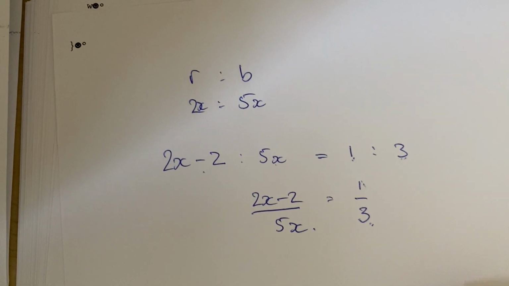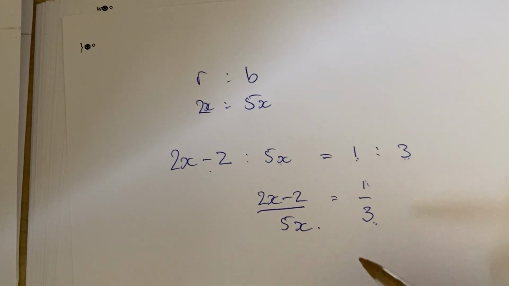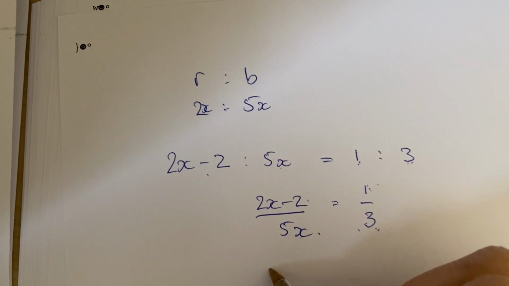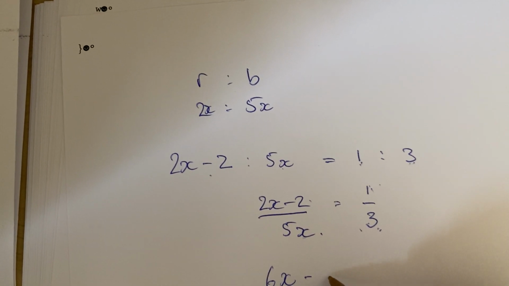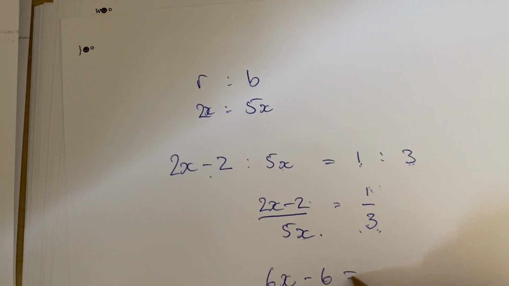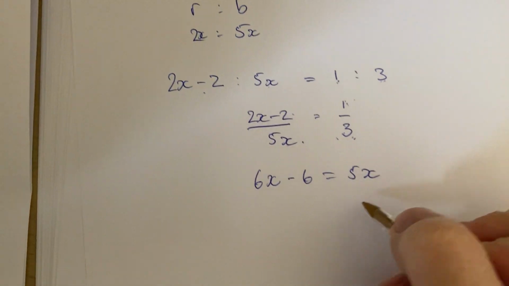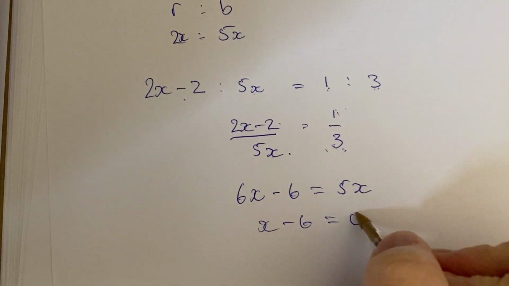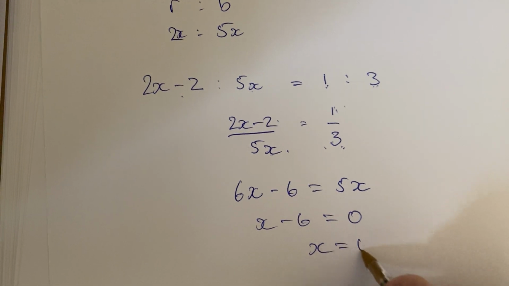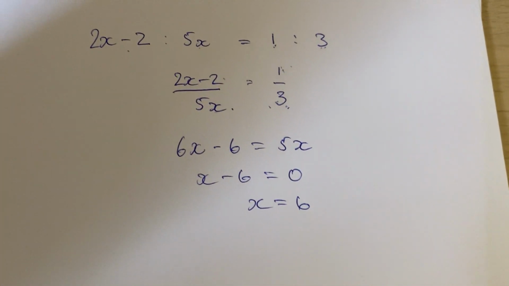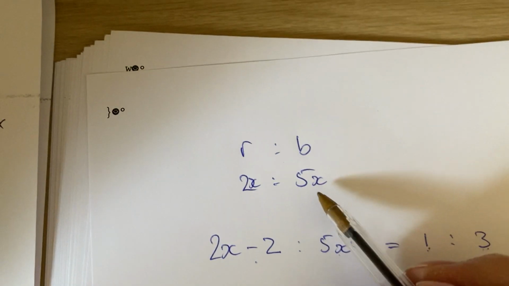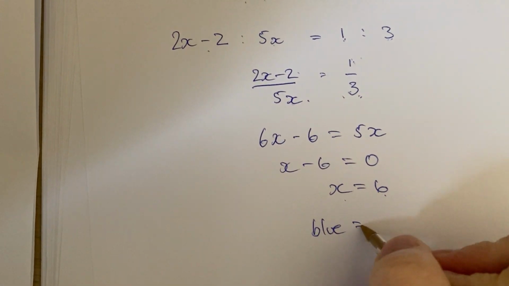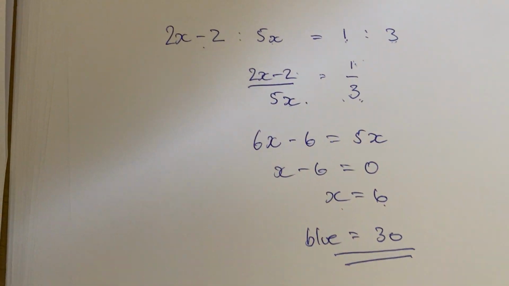Okay, there are different ways to do this, but it's a kind of neat way. So now what I'm going to do is I'll multiply out there and there. So I end up with 3 lots of 2x, 3 lots of minus 2, minus 6, and 5x lots of 1. So now get rid of 5x from both sides and then add 6 to both sides. So x equals 6. How many blue sweets? Well, I say blue sweets are 5x. So 5 times 6. So blue is 30. Okay.